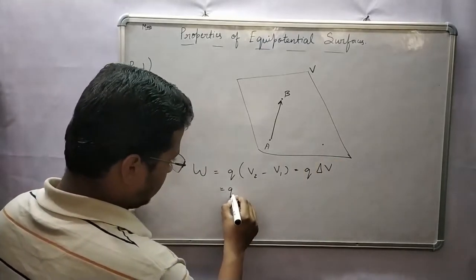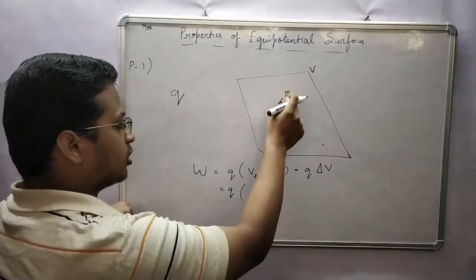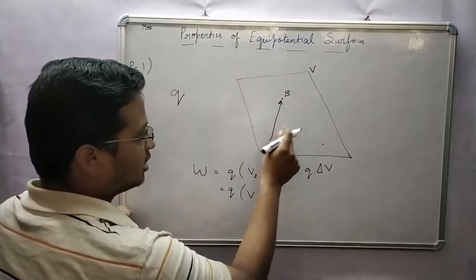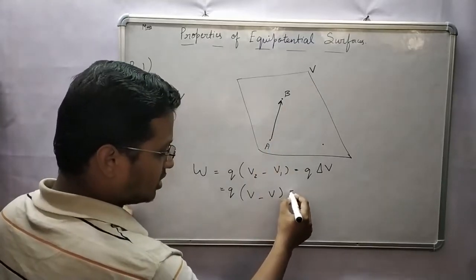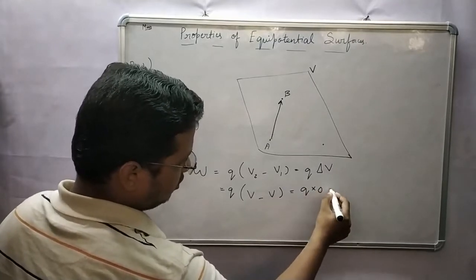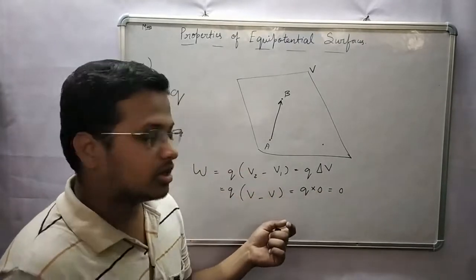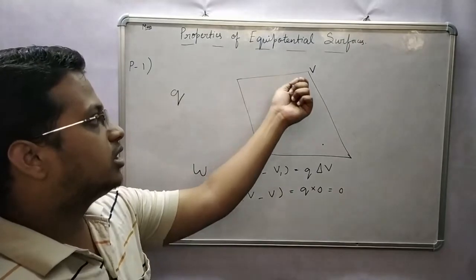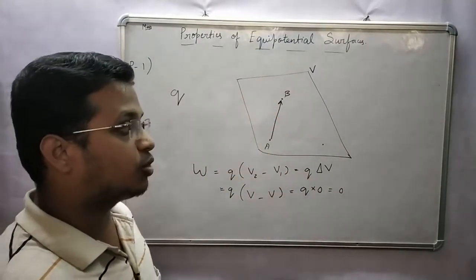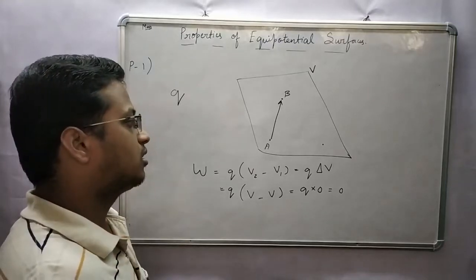So this will be QV2. The potential at the second point is V, minus the potential at the first point, which is also V, because this is an equipotential surface. Q into (V minus V) is 0, so the work is 0. Hence, if you want to move any charge on a given equipotential surface, you don't have to do any work.